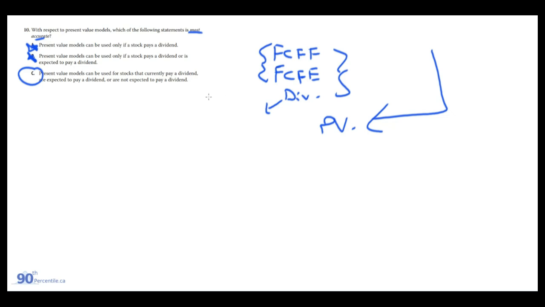The one caveat being that for present value models, you're going to need some cash flow measure to be positive. So if it's a startup company that has no free cash flow, no dividends, no nothing, and it's all negative, then how are you going to discount that back to today? It doesn't make any sense. So in that case, you would use a multiple analysis.